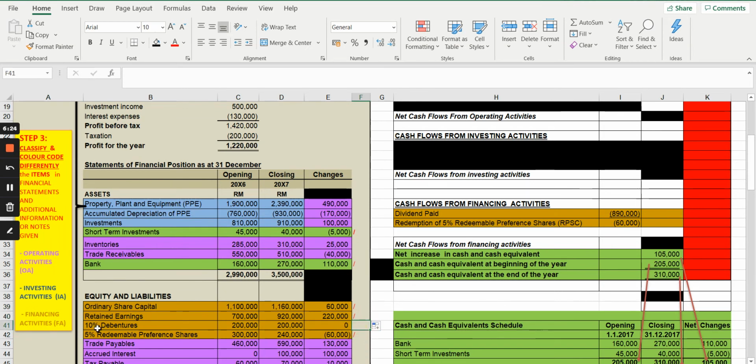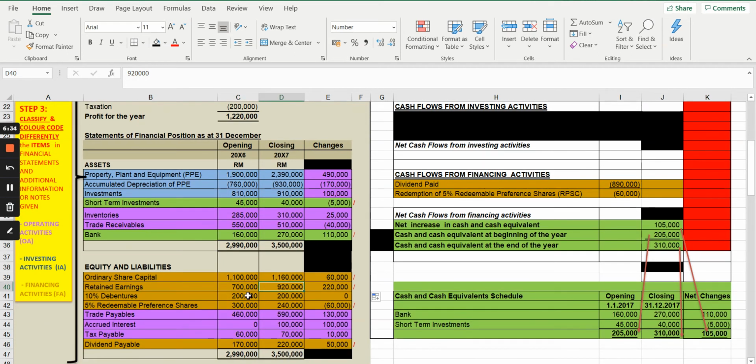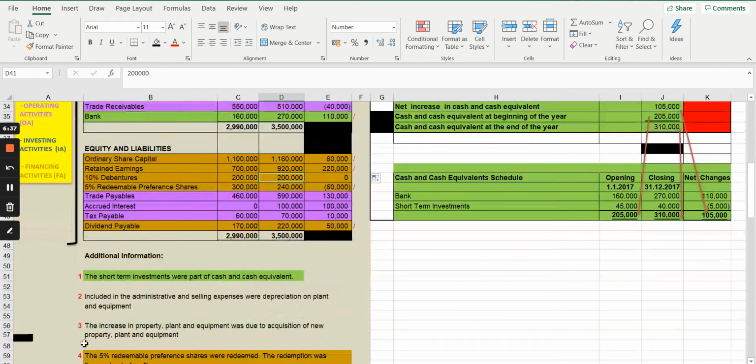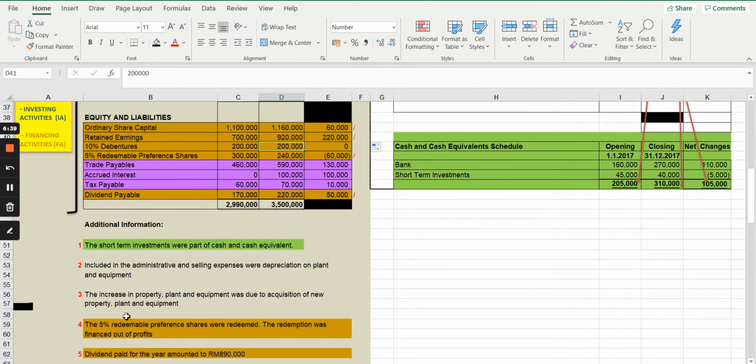Now we need to check on the debentures. So in the information, if you can see here in the statement of financial position, there were no changes in the debentures balance. No changes. It's still 200,000. If you check at the bottom here, also no information regarding any issuance of debenture. So there are no movement of cash, not even a cash inflow or cash outflow. So we are done now for our cash flow from financing activities.